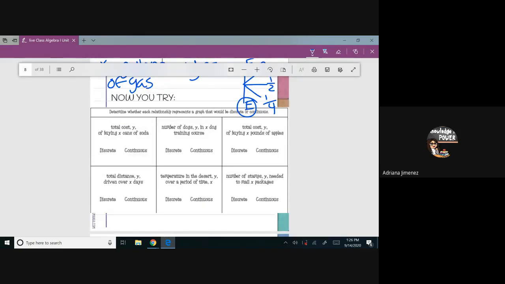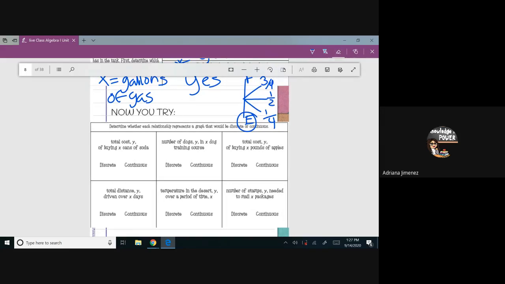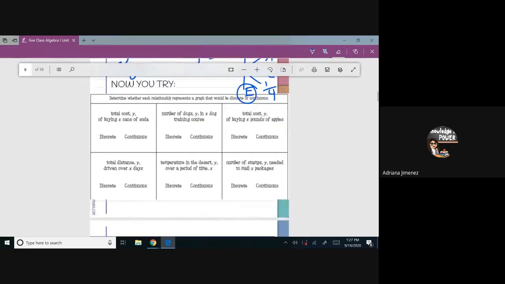All right, so this is the part where you're supposed to try to figure out what these questions are. Okay. If nobody wants to talk, I don't know how we're going to do this part. So the first one says the total cost of Y of X cans of soda. So you guys have to ask yourself, can you buy a fraction of a soda? Yes or no? No. Okay, so then continuous is out. Because I can't have a fraction, continuous is out. So this would be yes.